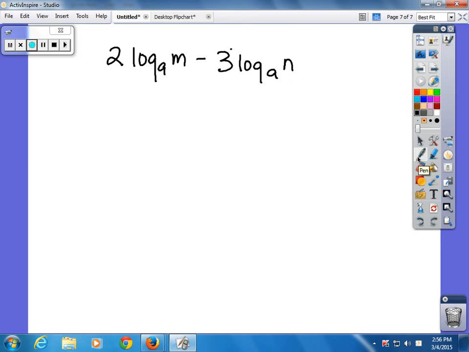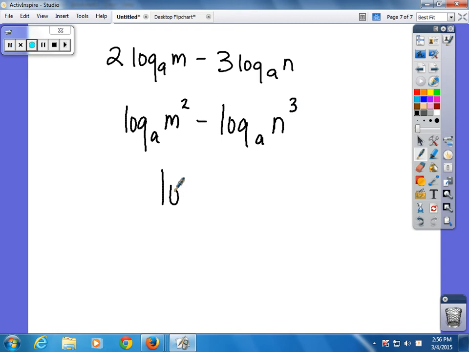Okay, now the first thing you want to do here is get rid of the coefficients. So how do you get rid of this 2 and this 3? Using the exponential rule or the power rule. And now you have both log base A, so therefore you can put the quotient rule in effect. Of what? N squared divided by n to the third power.